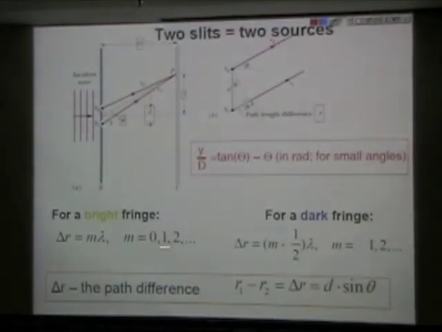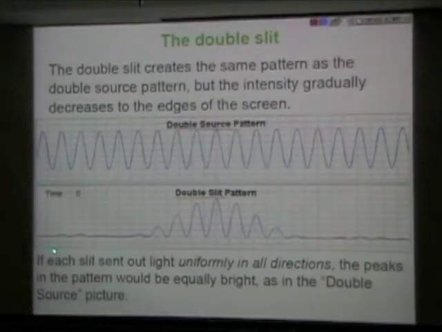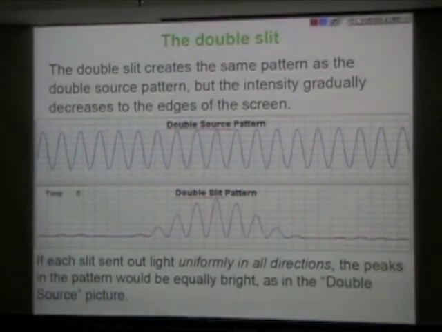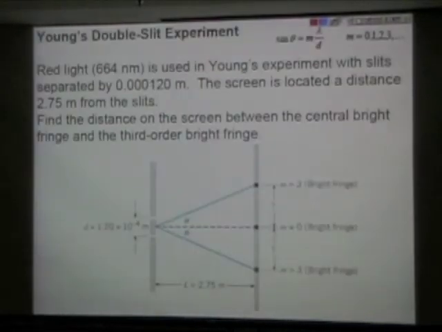And the theory for the double slit situation is exactly the same as for the double source situation. Same conditions, everything is the same. The only difference is the pattern looks slightly different. And today we'll learn why the difference is happening soon.